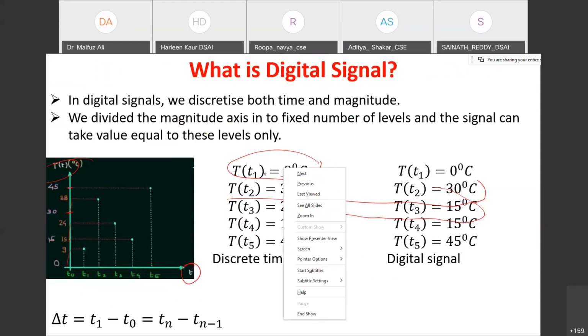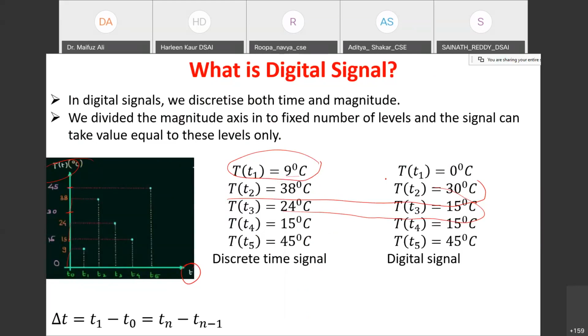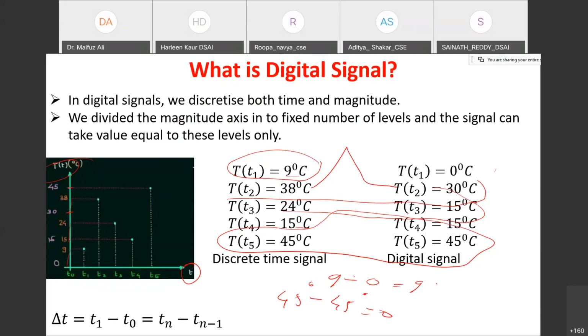In the discrete time signal, if the temperature is 9 degree but you are taking it as 0 degree, what is the error? The error will be 9 minus 0, equal to 9 degree. In this case, the error is 45 degree minus 45 degree, equal to 0 degree. If your actual temperature is 38 degree but you are taking 30 degree, then 38 minus 30 is equal to 8 degree. This 8 degree is the error.